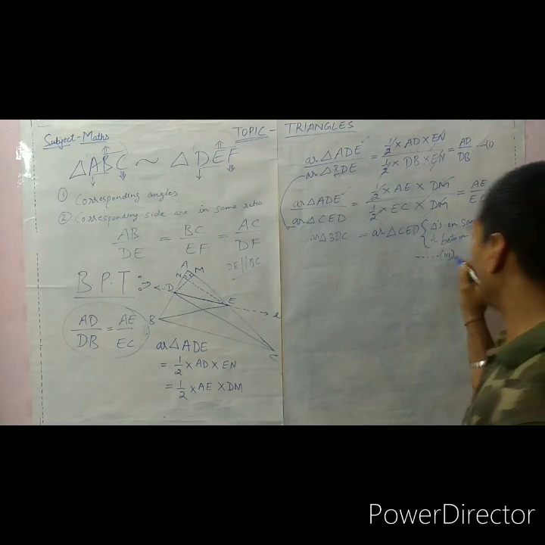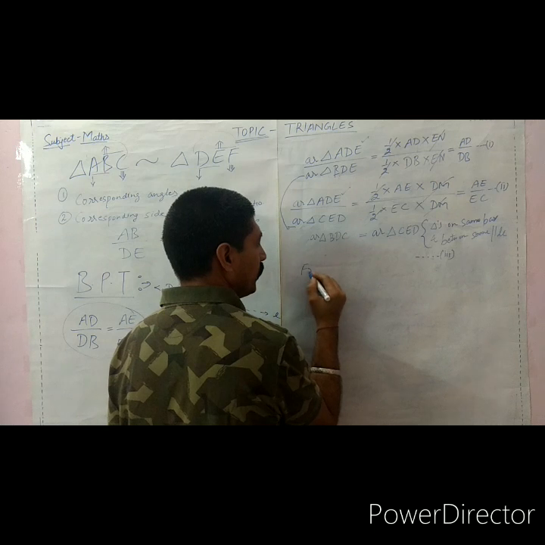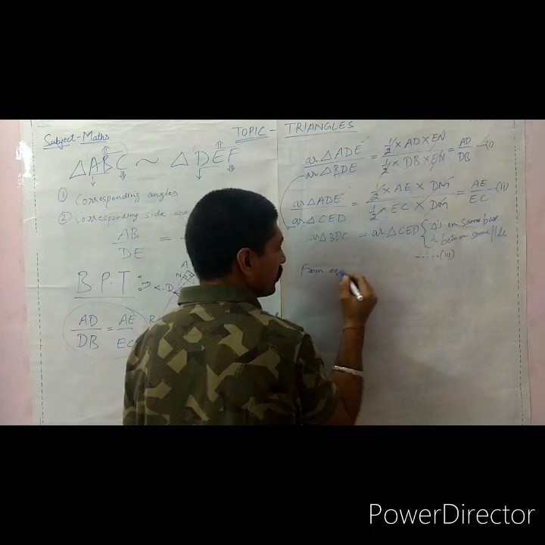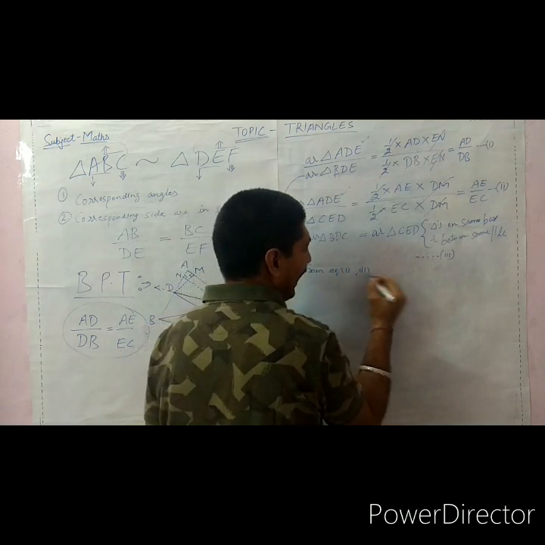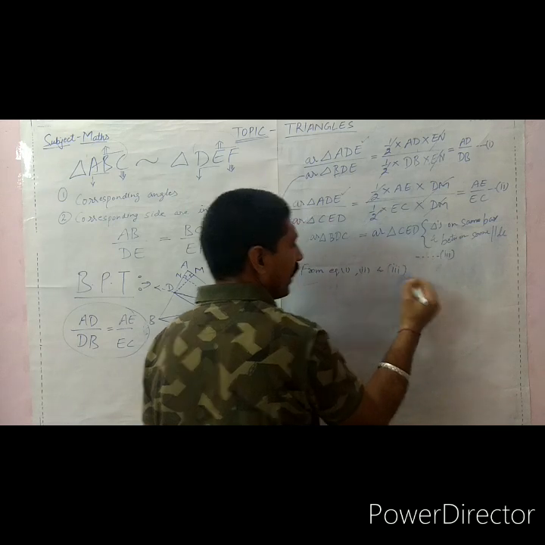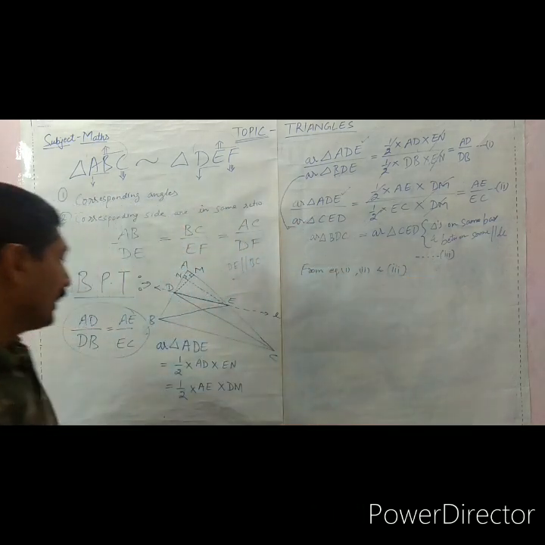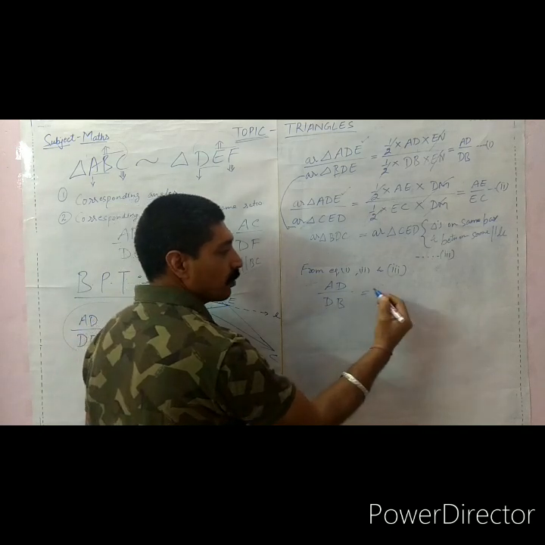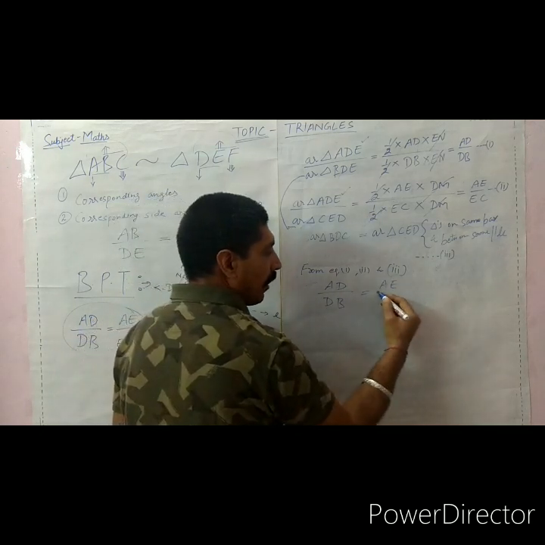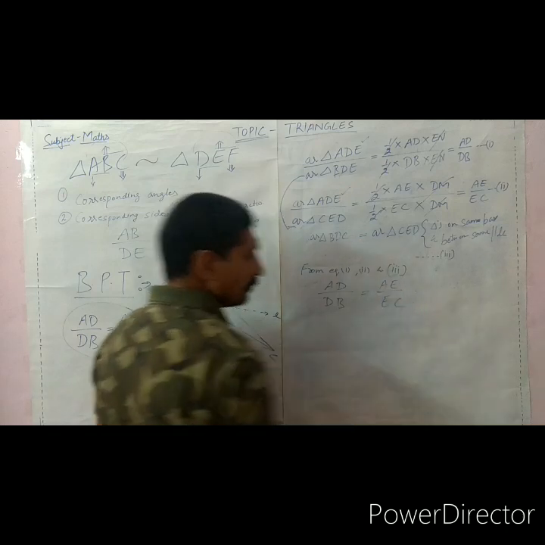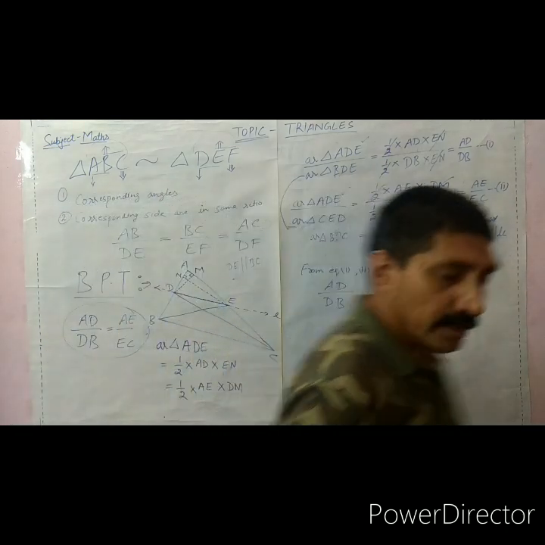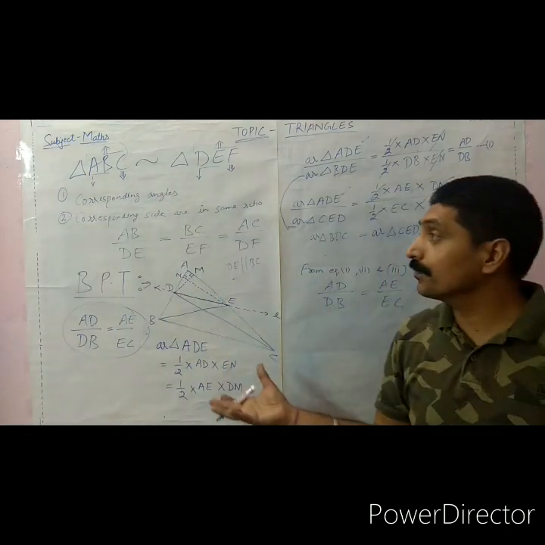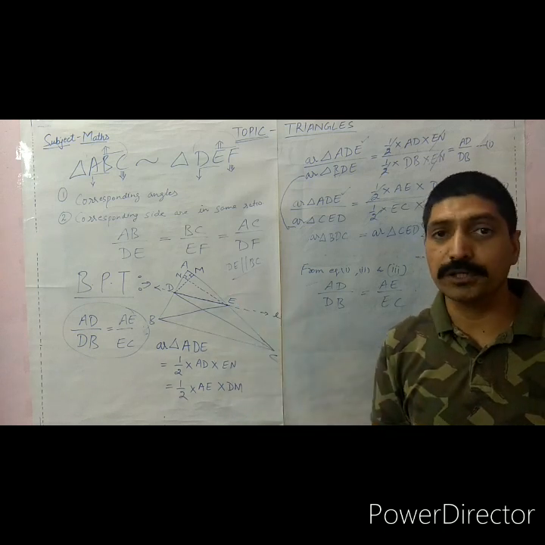So from equations 1, 2 and 3, we have proved that AD upon DB is equal to AE upon EC. So dear students, this is the proof of your basic proportionality theorem.